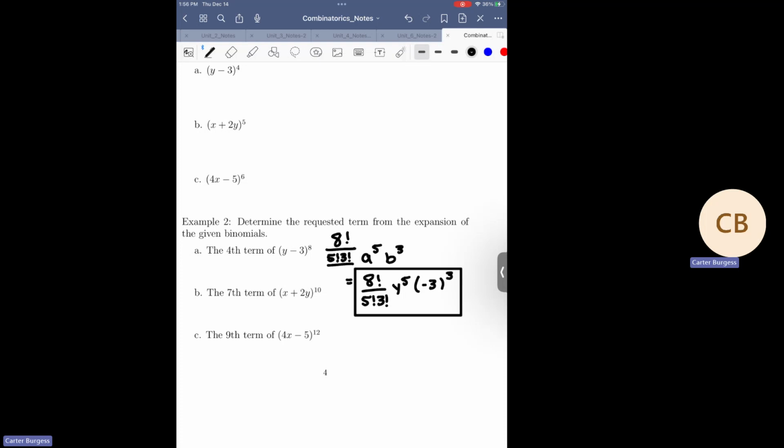Take a minute, we'll say maybe 5-10 minutes. Figure out what the 7th term for B is going to look like. Figure out what the 10th or 9th term for C.